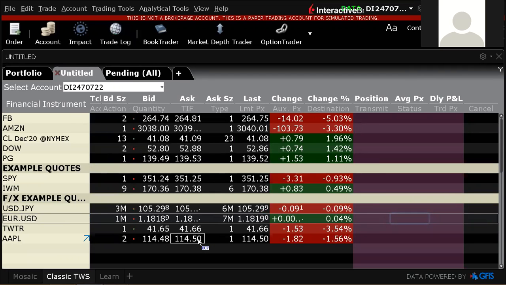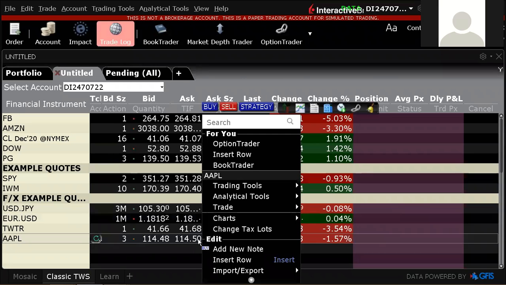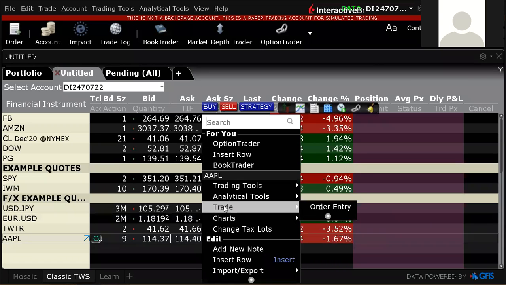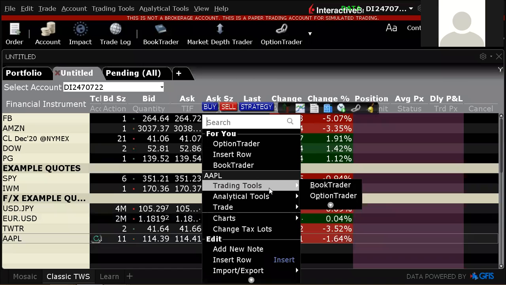All right, and what you do is you take Apple and you do a right click on Apple if you want to see the option trader. This is the tool that will be very important for you in this particular project. So you right click on any of the bid or offer quotes. Then you go to trading tools.